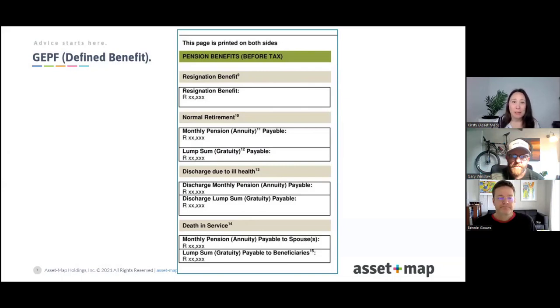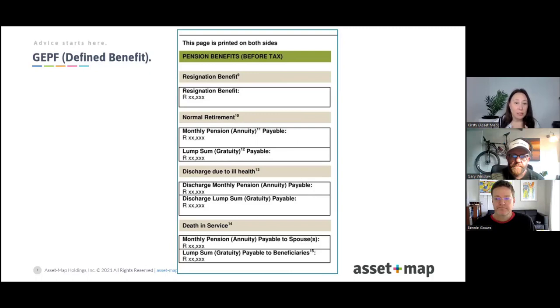So typically there would be a resignation benefit. If the client left employment today, this is the value of the fund that they would take with them. And then there's normal retirement benefits. So if they were to remain at the GEPF and retire from the GEPF, there would be a monthly pension and usually a lump sum as well that would be paid.